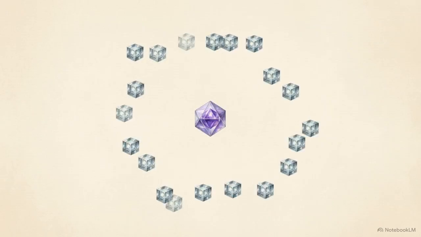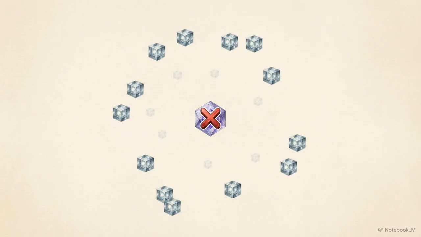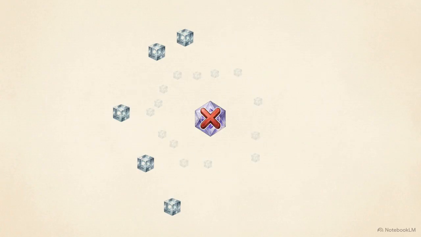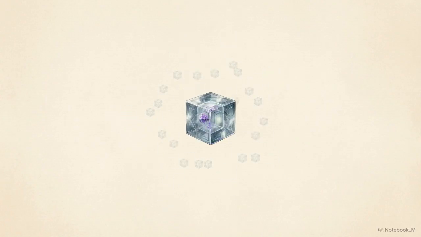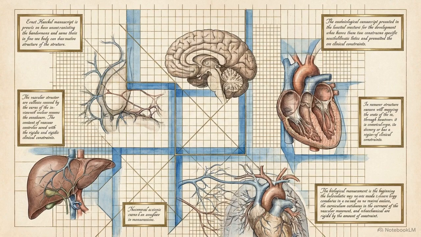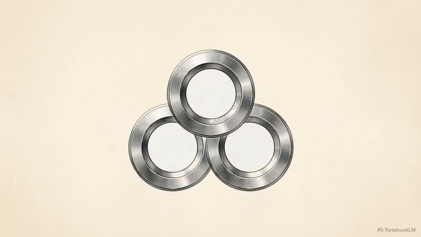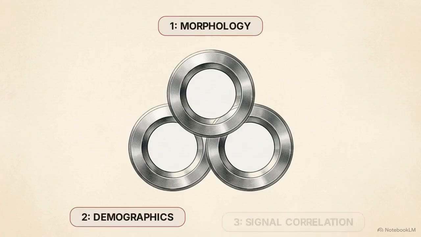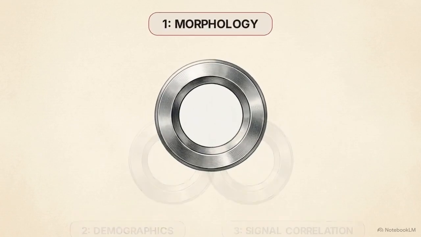Expert diagnosis relies on systematic, algorithmic elimination. The process identifies and removes the noise until only the correct diagnosis remains. To execute this, you must treat the vignette as a set of clinical constraints, hard rules that cannot be broken. Any complex imaging vignette can be solved using a three-part filtration system: morphology, demographics, and signal correlation.